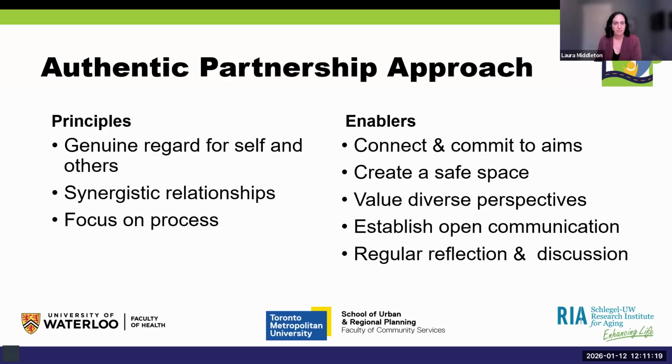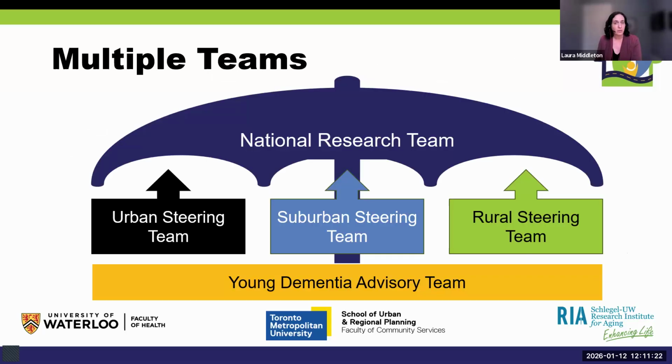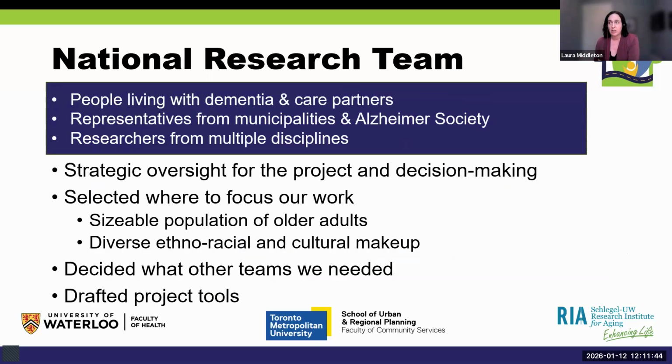And so in this particular project, we had multiple participatory action research teams. We had a national research team, of which both Kathleen and Jim, Rachel, Sam, and I were members, steering teams for each neighborhood type, and also an advisory team of people living with dementia. Our national research team included people living with dementia and care partners, representatives from municipalities and the Alzheimer's Society, as well as researchers from multiple disciplines. This team specifically provided strategic oversight for all phases of the project and also how we engaged with other teams.